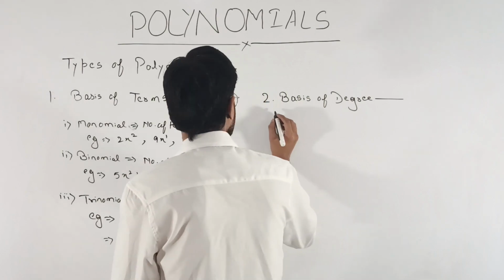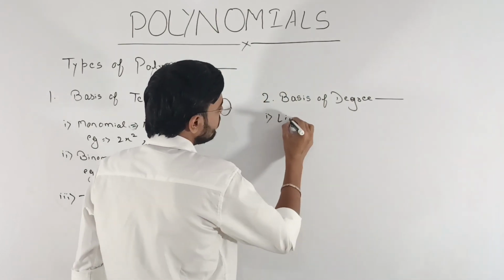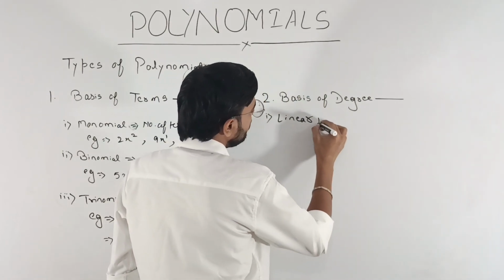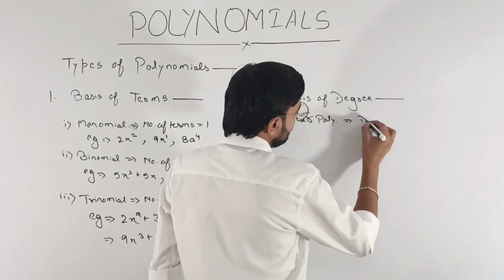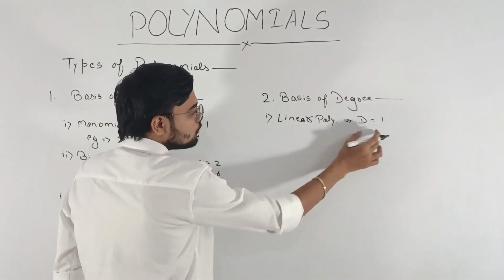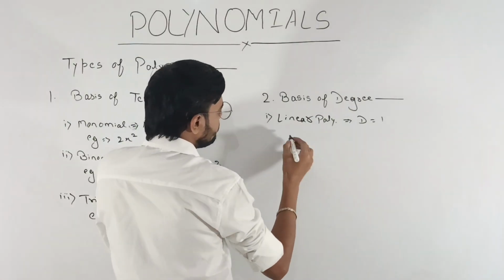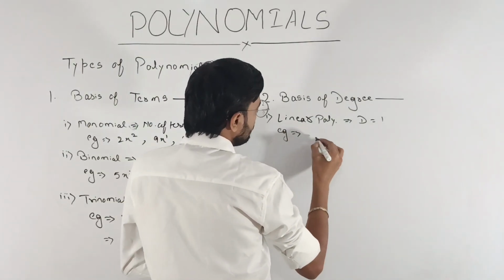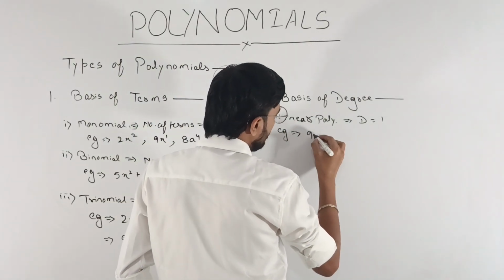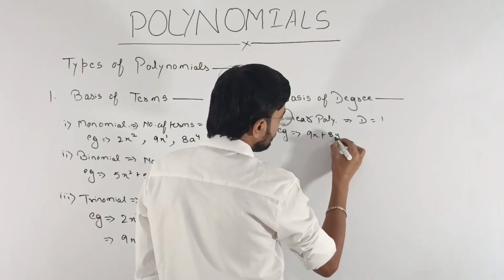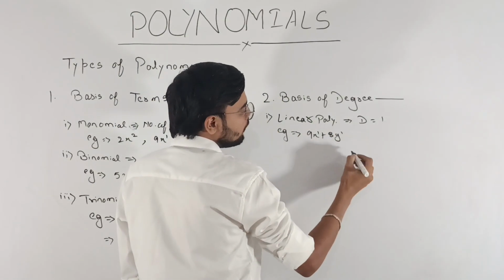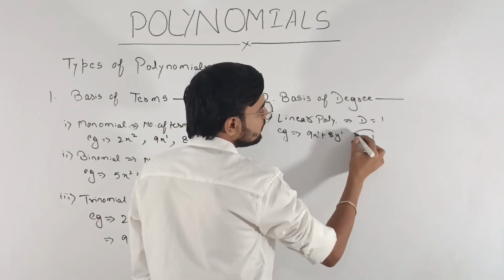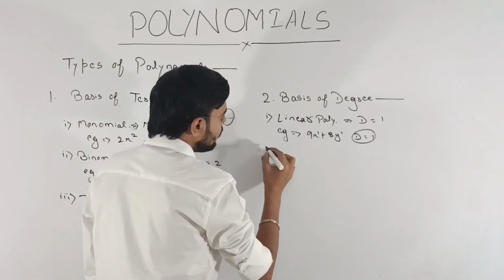First one is linear polynomial, when degree is equal to 1. When degree is equal to 1, then this is a linear polynomial. Look at the example. Suppose polynomial is 9x plus 8y. Now look, what is the degree? Degree means highest power. x has power 1, y has power 1. Then highest power is 1. Therefore, degree is 1. That's why this is a linear polynomial.